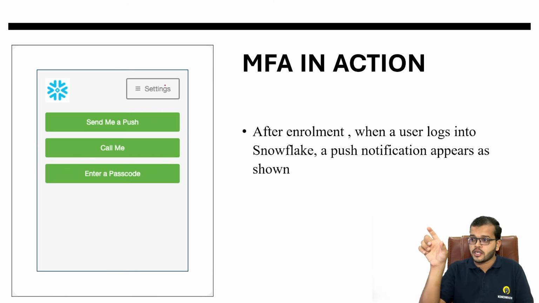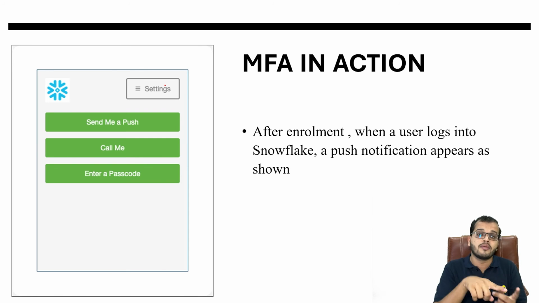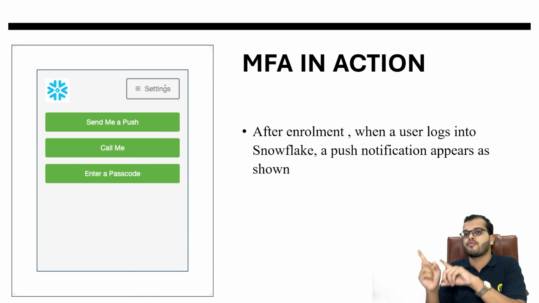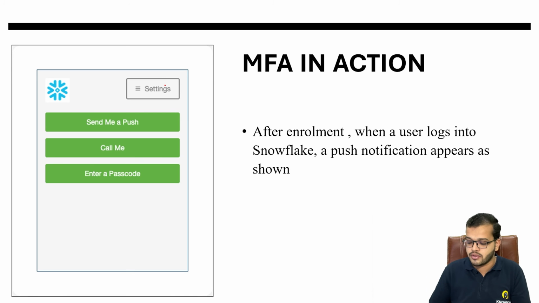As soon as we get this pop-up, we can select whatever option it might be: either call me, enter a passcode, or send me a push. To give you my own example, if I would like to open up my Snowflake, I cannot directly sign in. I have to open this authenticator, click on send me a push, and then a push notification comes to my mobile phone. I have to accept it, and then my Snowflake will successfully get logged in. So these are the steps involved beyond the login ID and password that we generally give in order to log in to Snowflake.